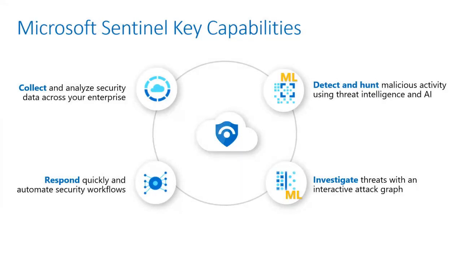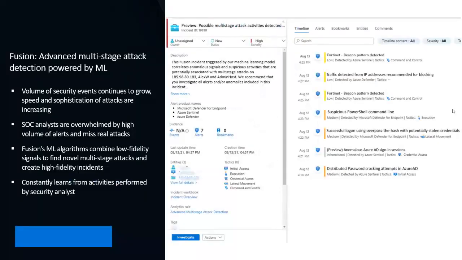Okay, so I will start with a quick overview of Fusion. On this slide, you can see the key Microsoft Sentinel capabilities, from collecting data to detect and hunt for malicious activities, as well as investigation and response. Fusion mostly focuses on detecting the malicious activities using ML. At high level, Fusion uses graph-powered ML algorithms to correlate anomalous signals in your workspace to identify those advanced multi-stage attacks. The anomalous signals are the alerts and anomalies.